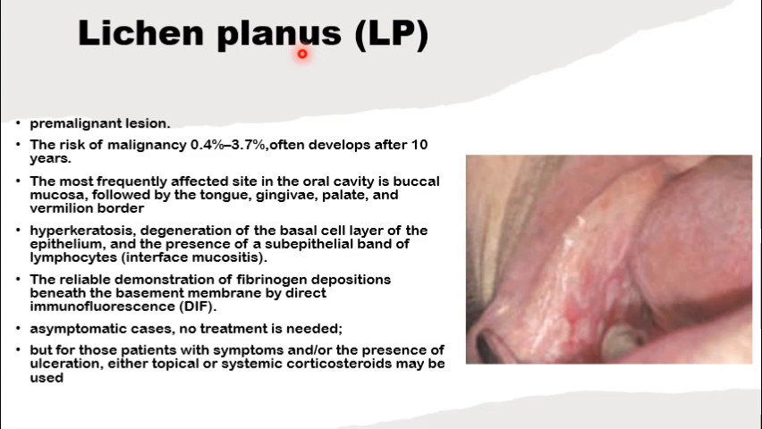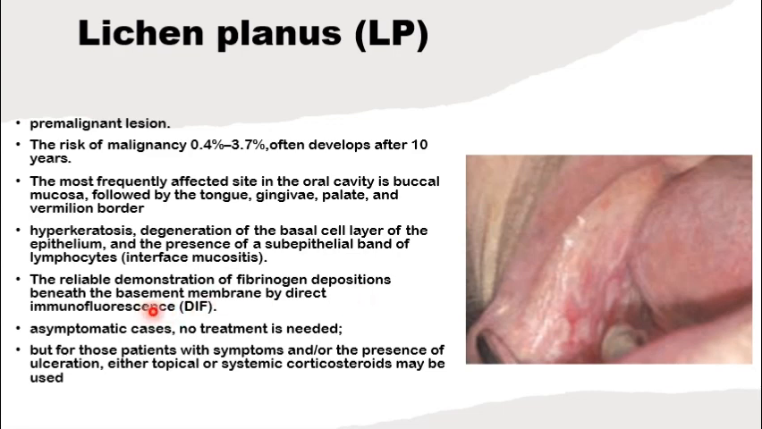Lichen planus is considered a pre-malignant lesion. The risk of malignancy can be as high as 3.7% and can often develop even after 10 years or so. The most frequent site affected is the buccal mucosa, followed by the tongue, sometimes the gingiva, the palate, and the vermilion border. Pathologically, the lesion would show hyperkeratosis, but also degeneration of the basal cell layer of the epithelium and the presence of a subepithelial band of lymphocytes, the so-called interface mucositis. The demonstration of fibrinogen deposition beneath the basement membrane by direct immunofluorescence is diagnostic.